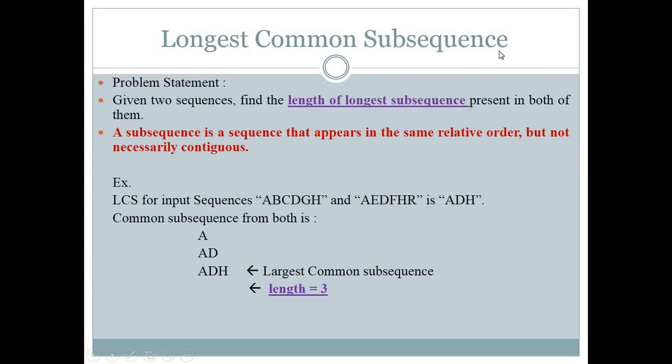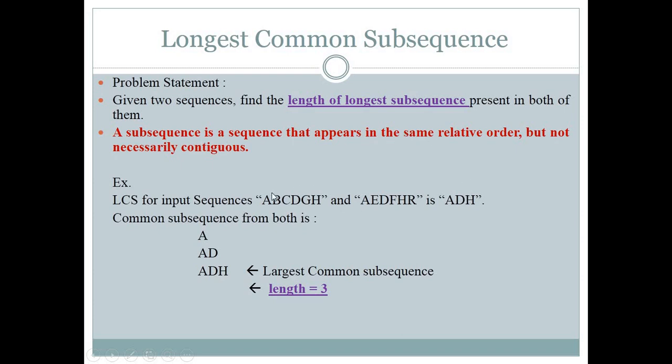In our problem we will have two sequences and we will have to find out the length of the longest common subsequence. So our question will be, what is a subsequence? A subsequence is a sequence that appears in the same relative order but not necessarily continuous. For example, if we have two strings a b c d g h and a e d f h r, then our subsequence will be ADH.